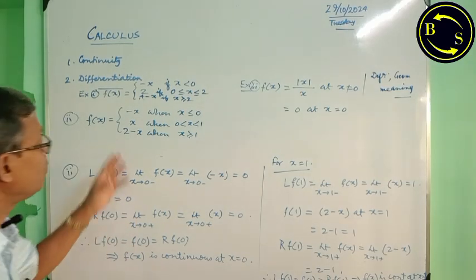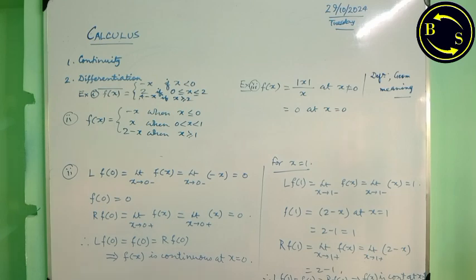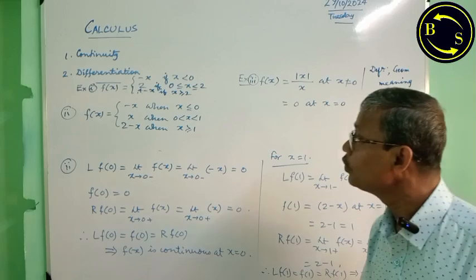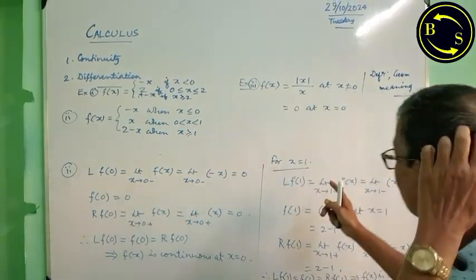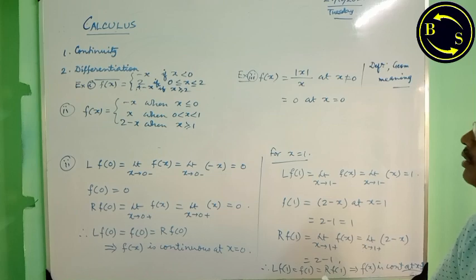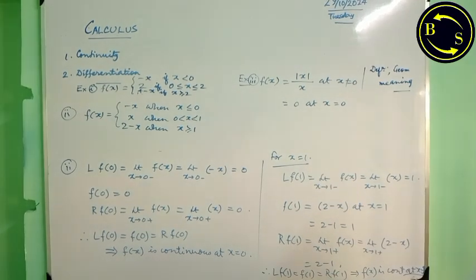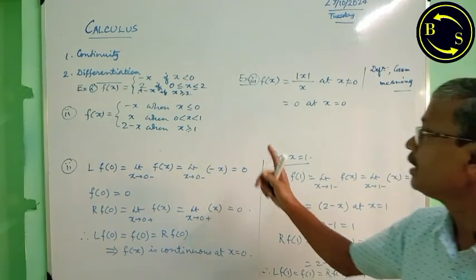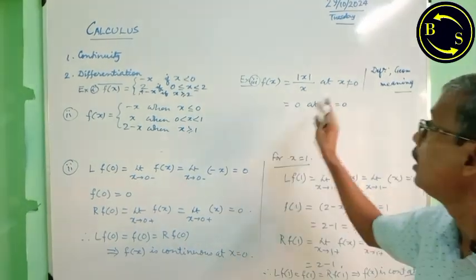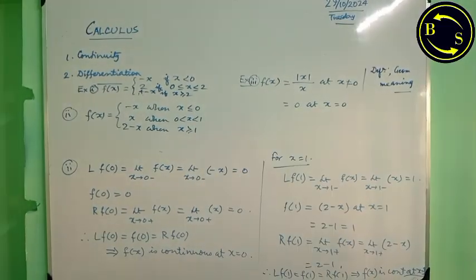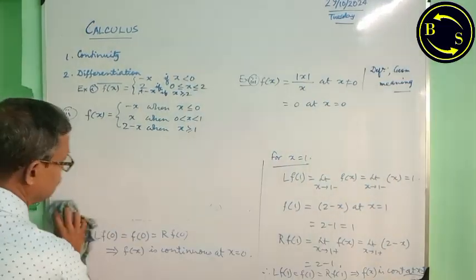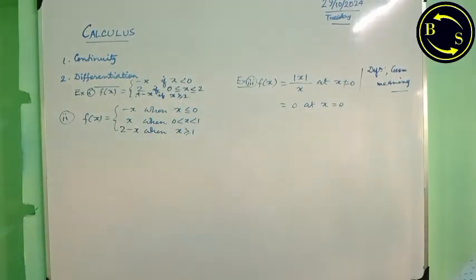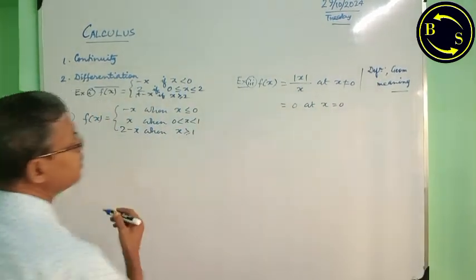If we draw the graph of this function, we will see there are no gaps at x equal to 0 as well as at x equal to 1. By drawing the graph of this function, we can also verify the function is continuous at the points x equal to 0 and x equal to 1. Now I move to problem number 3. I will draw the graph of this function and show what happens.